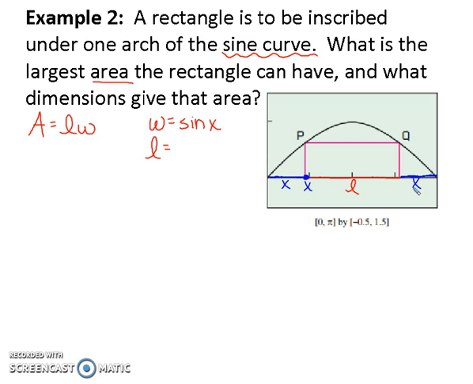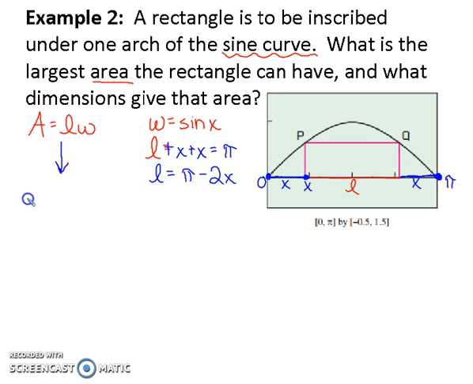So if I know how long that length is, then I can figure this out. Well, that entire length is one arch of the sine curve. So this is where you have to know your graph of sine. Graph of sine starts at 0 at (0, 0), and then it goes up and it comes down. The next time that it touches the x-axis is at pi. So my total length is L plus 2x equal to pi, or L equals pi minus 2x.